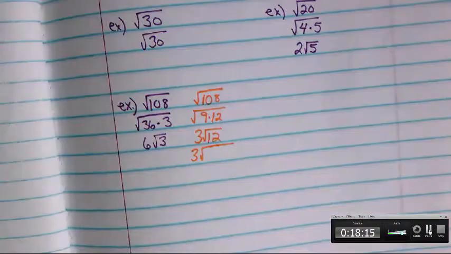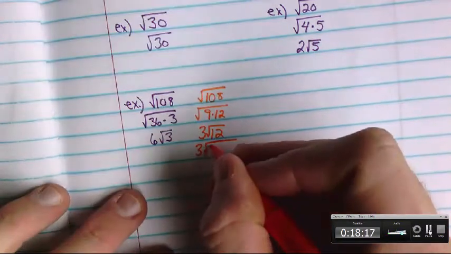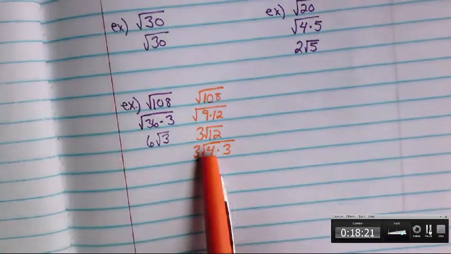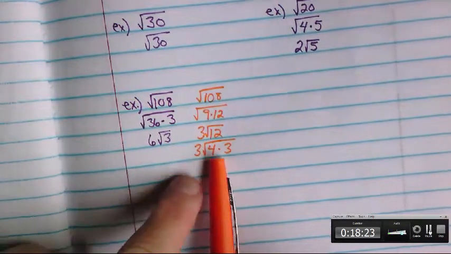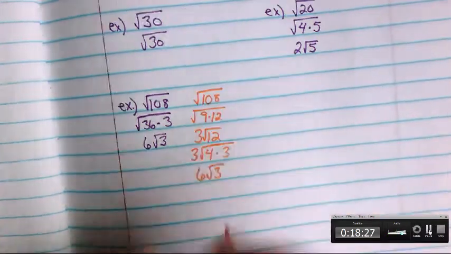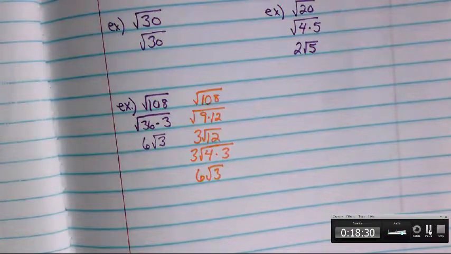What's the largest perfect square that goes into 12? 4 goes into it 3 times. And when you square root the 4, what does it become? 2. So out here, you're going to have a 3 and a 2, which makes a 6. So you'll get the same answer. It just requires extra steps.